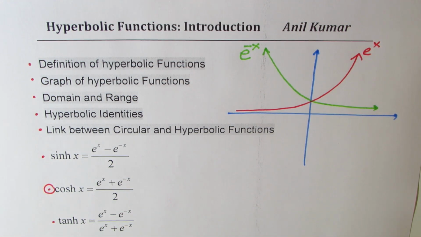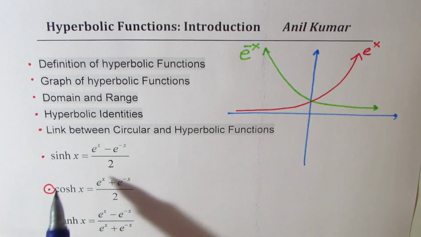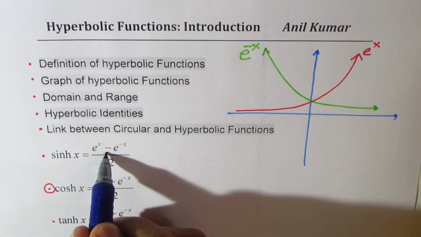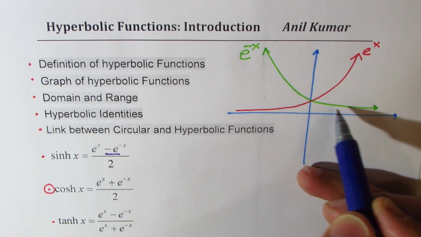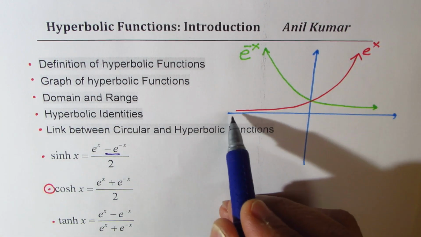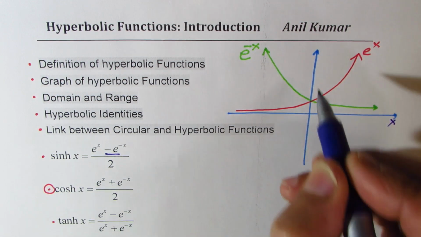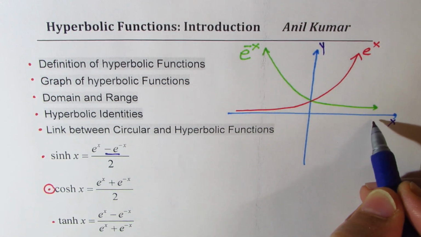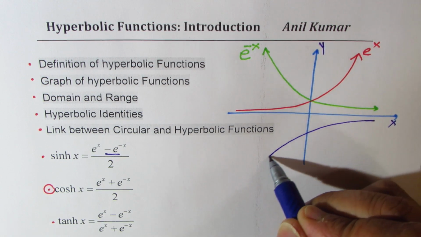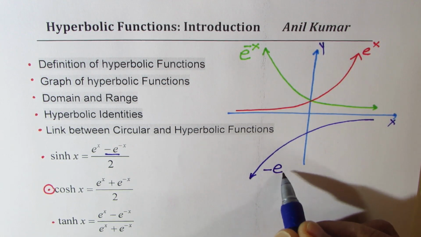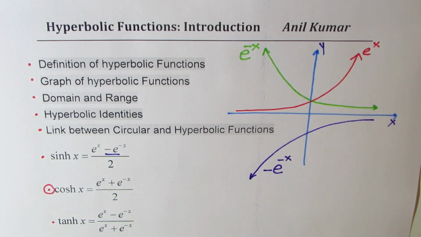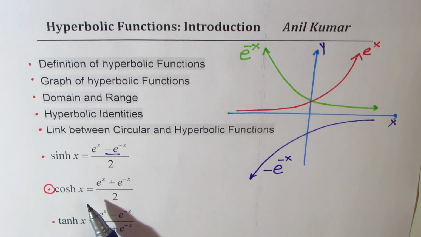And when we introduce you to sine hyperbolic x, we have here minus e to the power of minus x. That means this particular graph will be reflected on the x-axis, correct? So this is your x-axis, this is the y-axis. Reflecting it, we get something like this. So this graph is minus of e to the power of minus x. Perfect. So that is how we'll be in a position to define these hyperbolic functions.